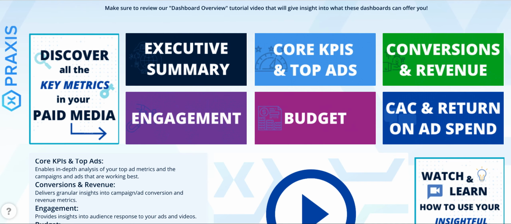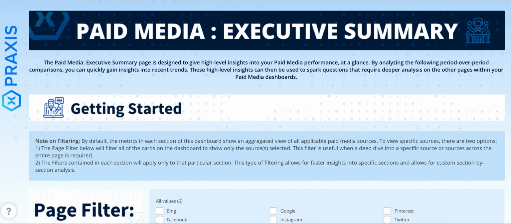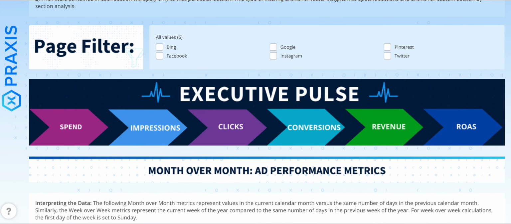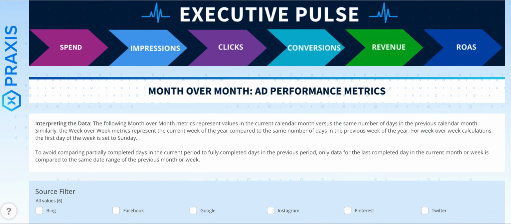Now, this is specifically designed to help you communicate all of the core KPIs to the executive team. This is meant to be a summary. It is not meant to be a deep dive or a place to go and analyze why things are happening. It's really to understand what is happening. This is a combination of all ad platform data together: Bing, Facebook, Google, Instagram, Pinterest, and Twitter. And in this executive pulse, we're diving into the core KPIs: spend, impressions, clicks, conversions, revenue, and ROAS.